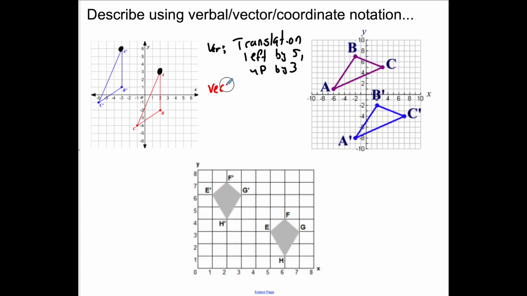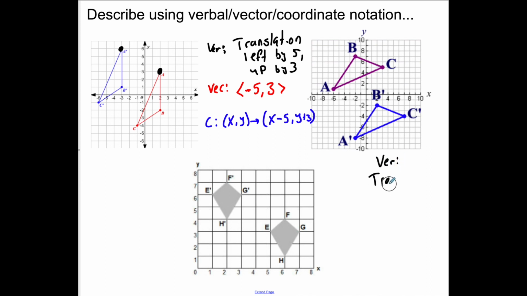Okay, vector notation. So to go left by 5 means we're taking 5 away or adding -5 to the x, and going up by 3 means we're adding 3 to the y. And now we have coordinate notation. So remember, you always start with x comma y pointing to the rule. So again, you're taking 5 away from the x and you're adding 3 to the y. Okay? All right, top right, we're going to start with verbal.